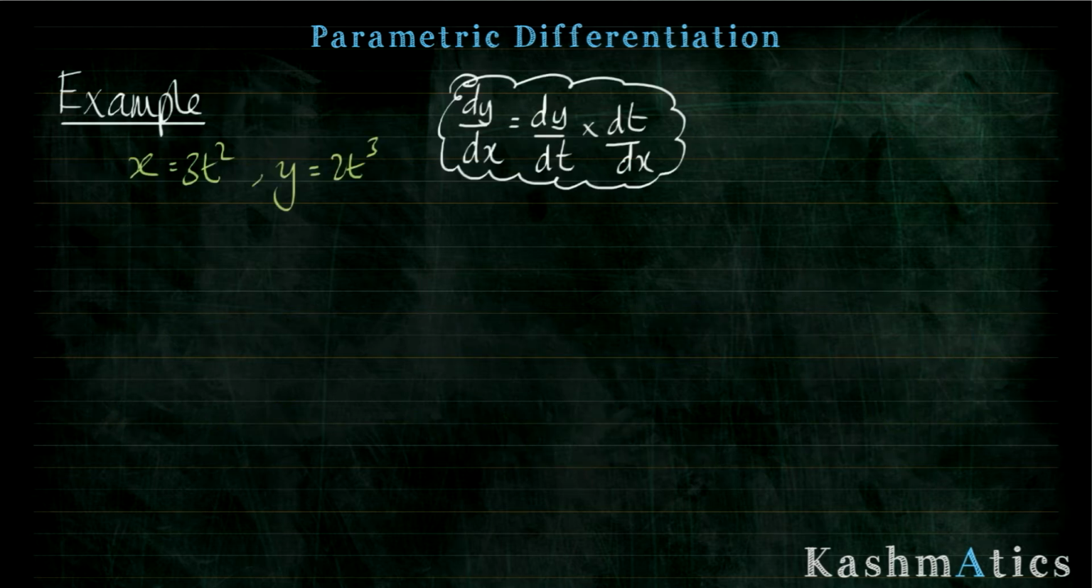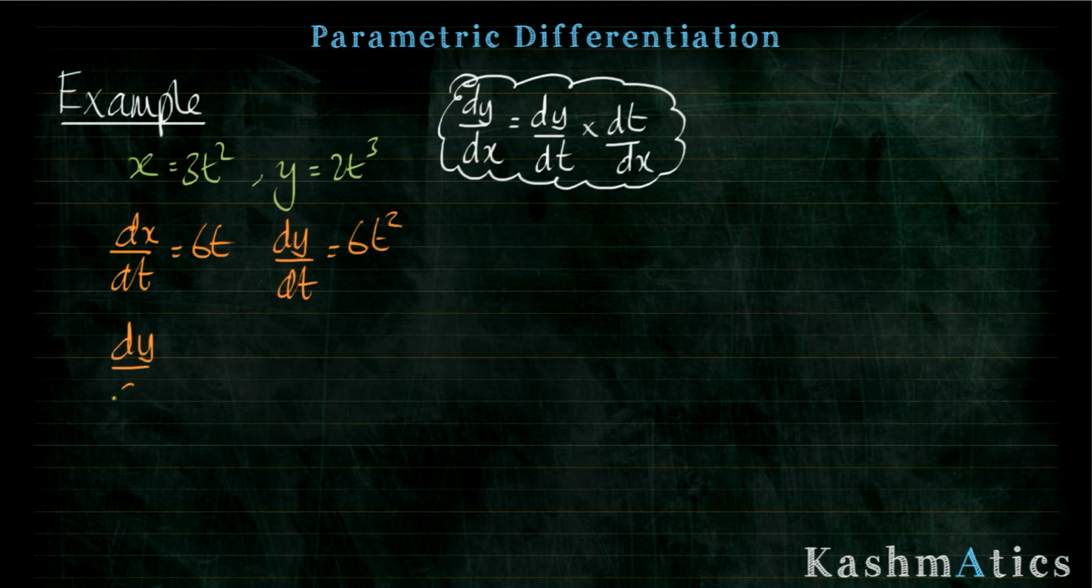So I've got a nice simple example to begin with, and I've got the chain rule from the last slide up there in the cloud just under the title. So when we're trying to find the derivative, dy by dx, what we need to do first of all is differentiate x and y with respect to t. So let's just do that first. So dx by dt, now that would be 6t, and dy by dt, that would be 6t squared.